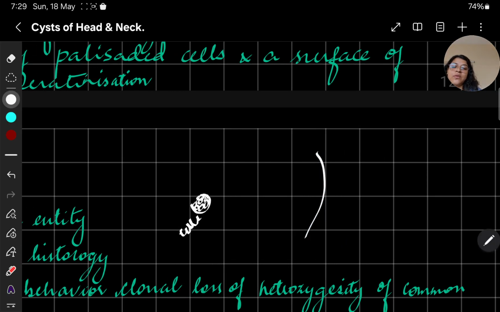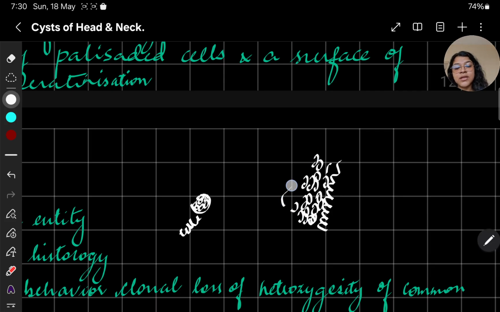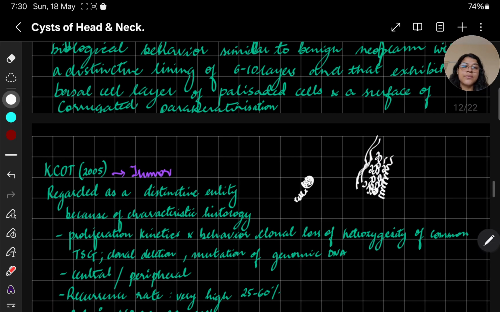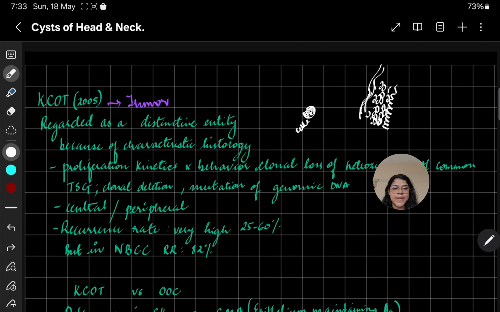So you will have your lumen over here, and then the basal cells. Sorry, this is not your lumen. You will have your basal cells, then your 6 to 10 layer lining, and then the parakeratinized layer, which is corrugated in appearance. So there is a corrugated appearance of the parakeratin, and you will have swarms of keratin present.